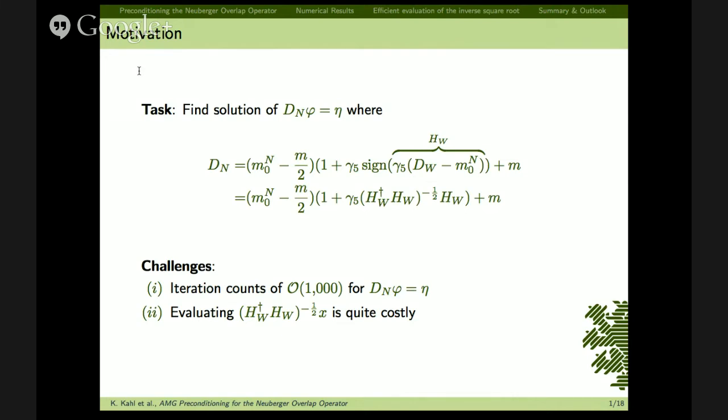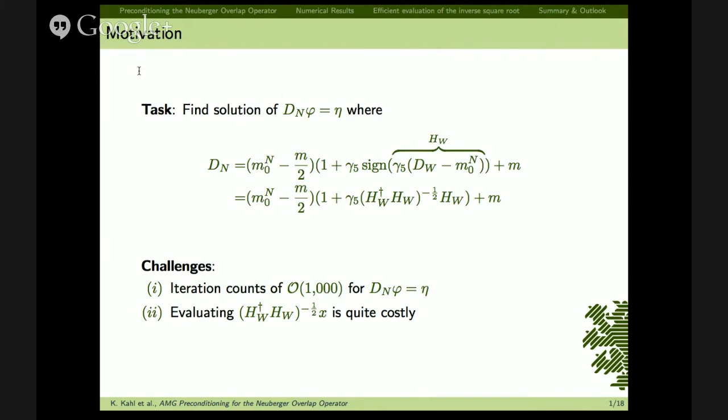If you just look at the matrix, it's a fairly simple matrix. It's a unitary matrix, which only has eigenvalues minus 1 and 1. You multiply with another unitary matrix. Now this is a unitary matrix, which has eigenvalues all on the unit circle. You shift it again by 1, and then you scale it again. So basically, now what this ends up being is just a circle with midpoint exactly M0n minus M half, and then you add this mass shift to get the right fermion mass.